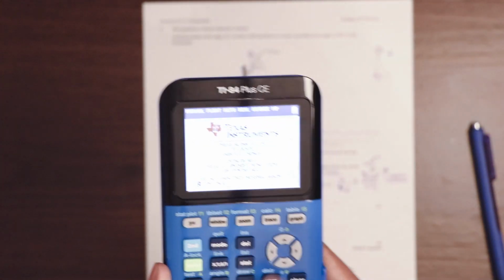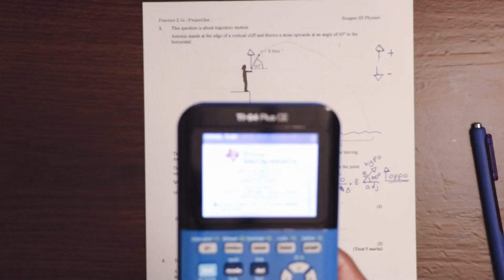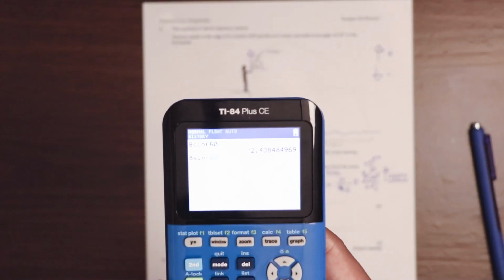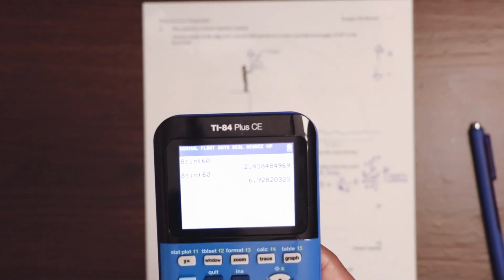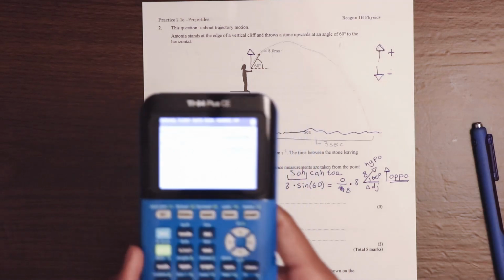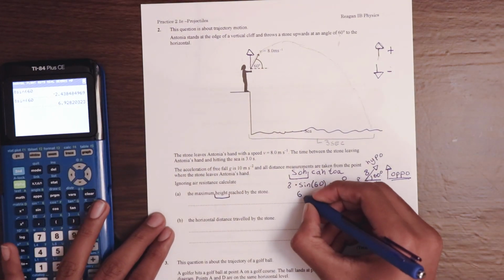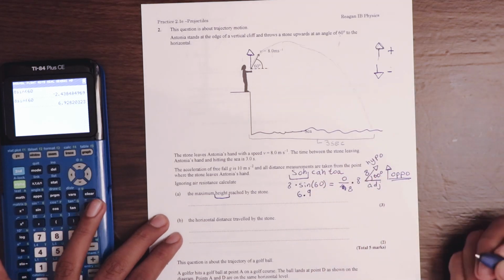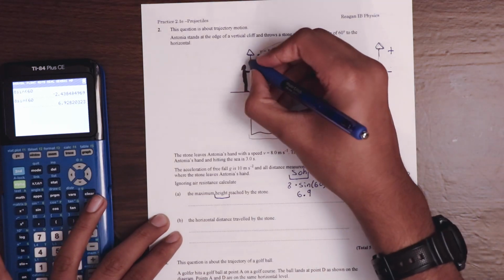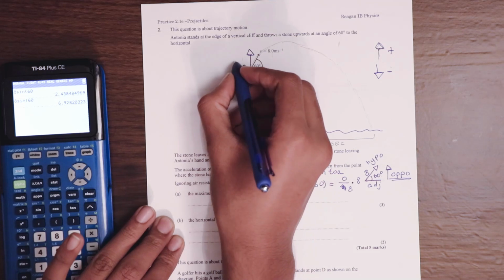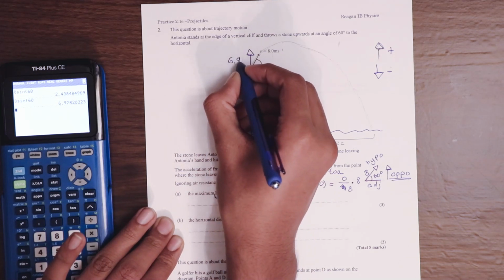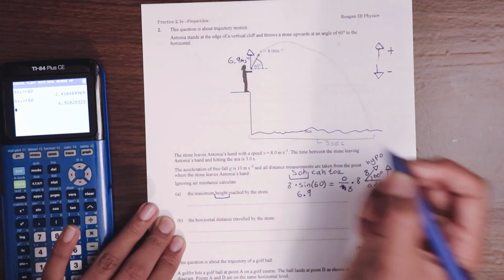So, going back and doing the problem again. 8 times the sine of 60. We get 6.9. So this equals 6.9. That's another new piece of information. So this vertical vector right here is going at 6.9 meters per second.